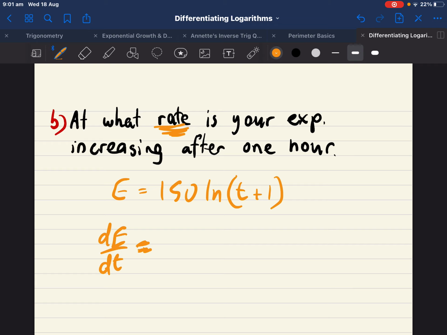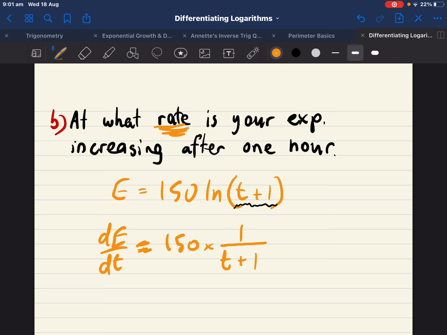So we've got 150 stuck out the front. That's fine. I'm just going to ignore that for the moment. Let's differentiate this logarithm. So this is, I guess, the whole thing that we're learning today. To differentiate a logarithm, the logarithm turns into a fraction. The derivative of the f of x, that's this part here, goes on top, which is just a 1. And that function unchanged goes on the bottom.